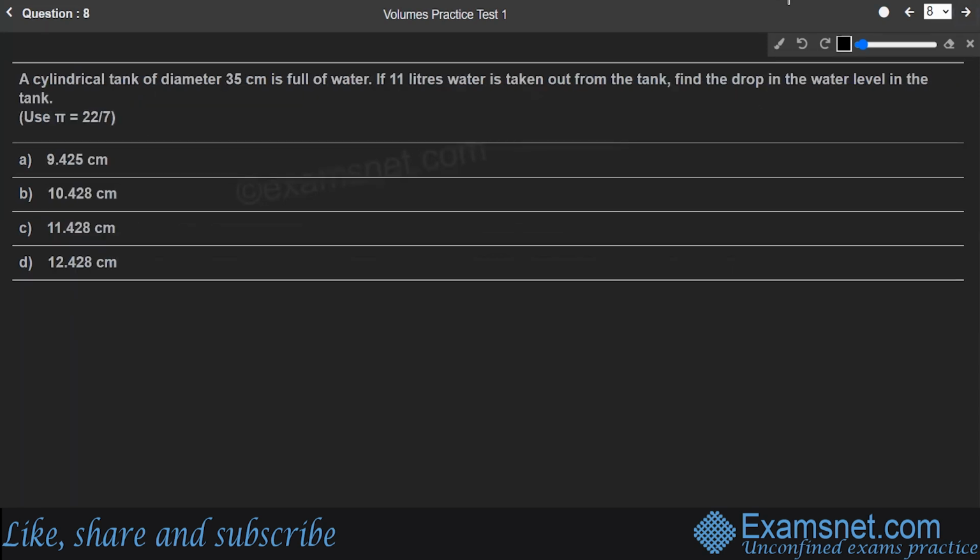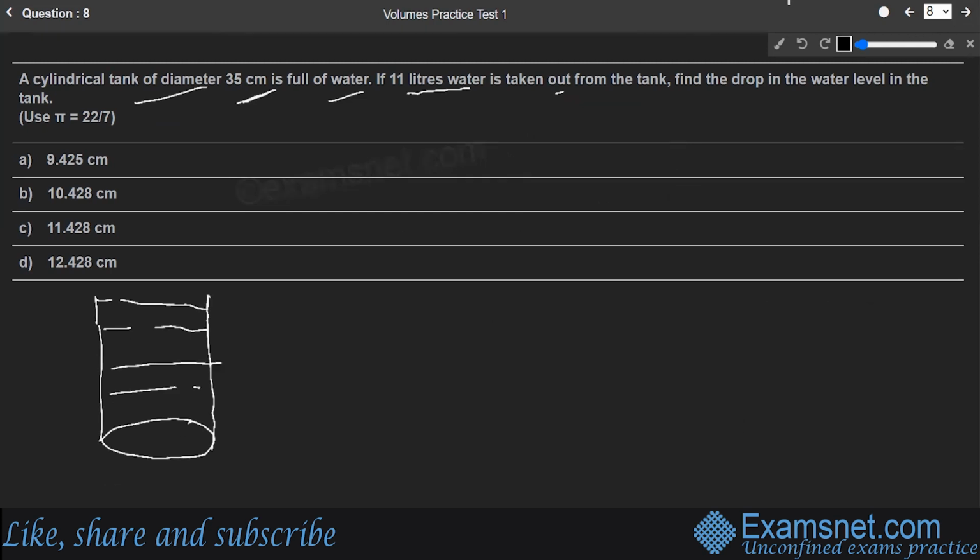Now he says a cylindrical tank of diameter 35 centimeters is full of water. If 11 liters of water is taken out from the tank, find the drop in the water level, that is, the height drop in the tank. So we have got a cylindrical tank like this, and it is full of water, he says. So water is full till here, let's say.